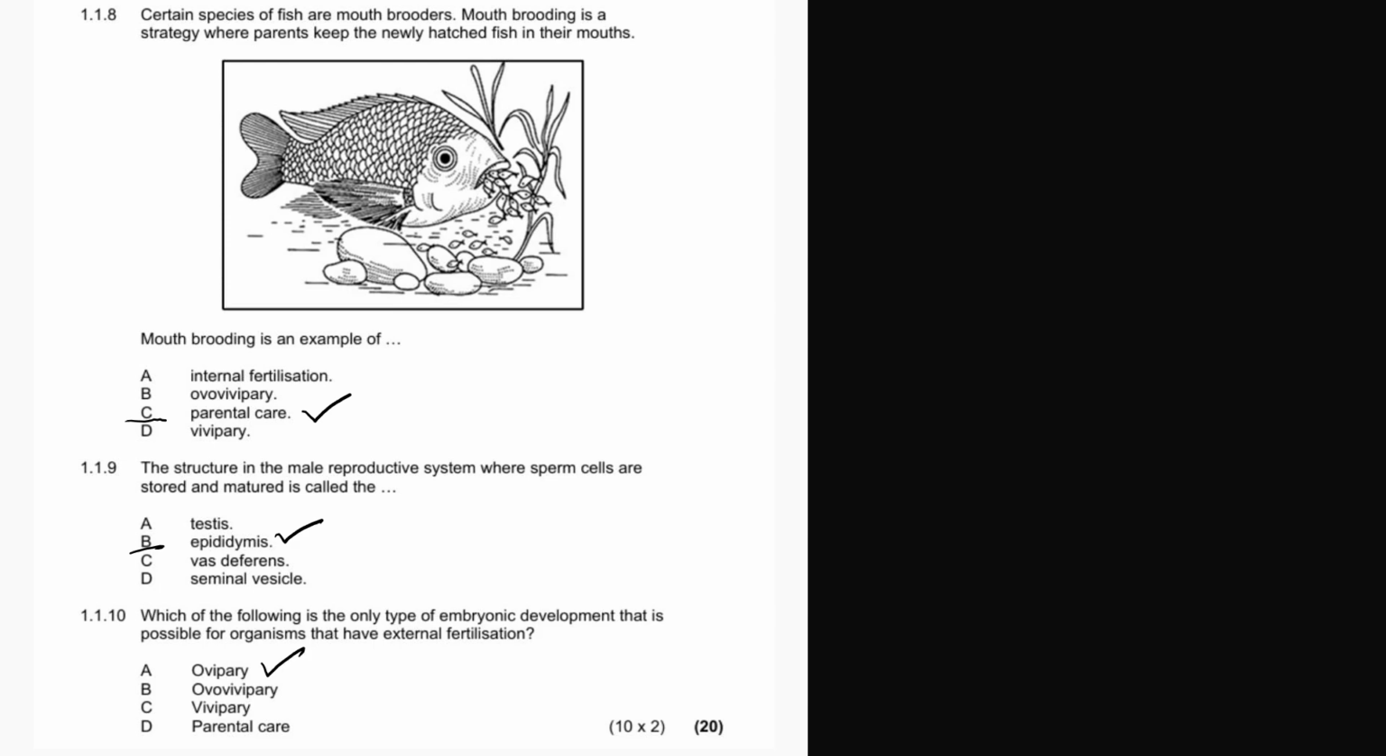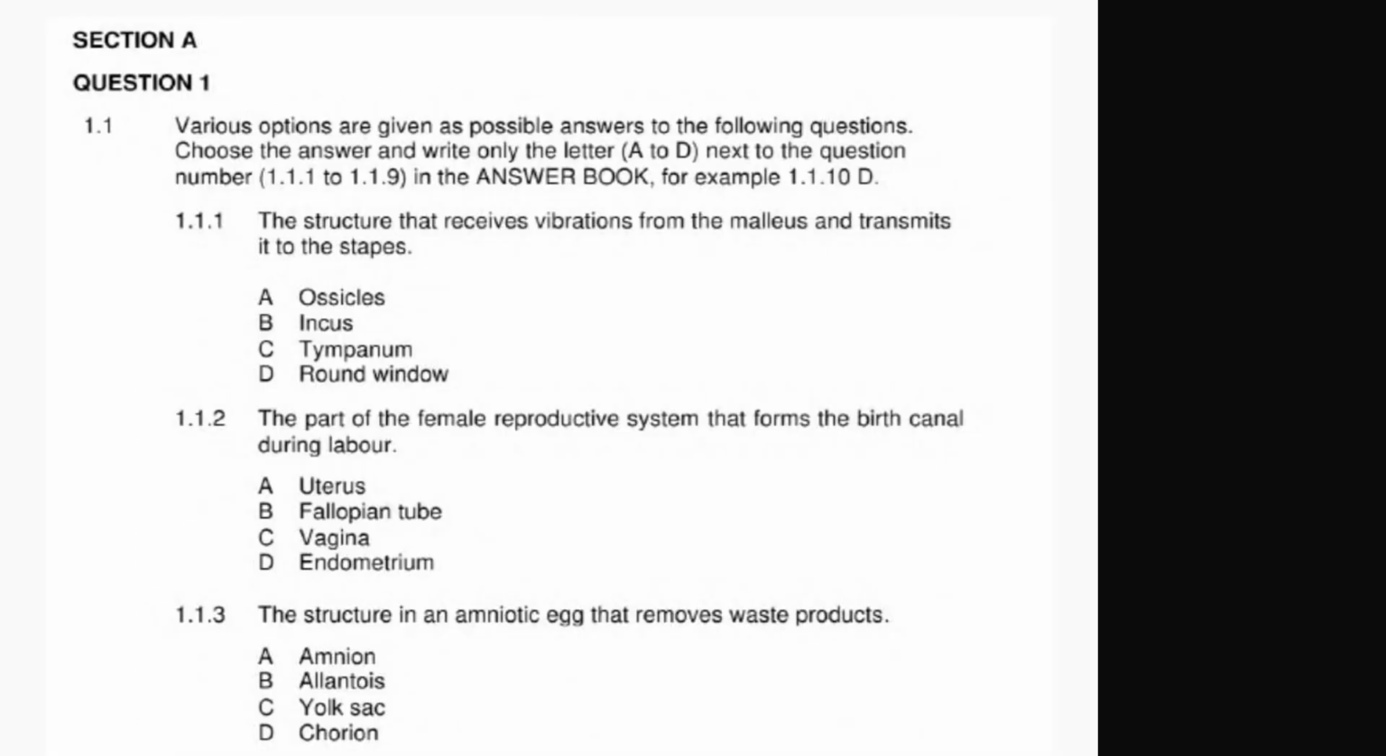Option A, it is the correct option. Ovipary. It is the only type of embryonic development that is possible for organisms that have what we call external fertilization. Now let's move forward. This is another question, right? Therefore now section A, question 1, 1.1.